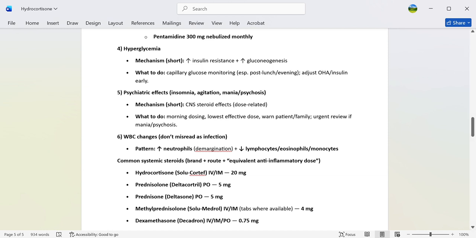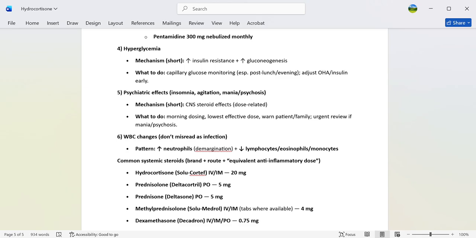Also, it causes psychiatric effects including insomnia, agitation, mania, psychosis. So, in a patient who has recently started on the steroid and develops these side effects, do consider steroid as one of the causes of these psychiatric issues.